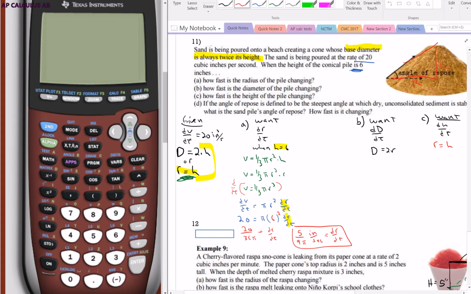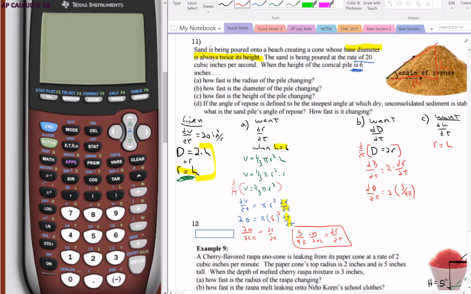Part B is how fast is the diameter of the pile changing, right? So here's part B. We want dD/dt, where that big D is the diameter. I know that the diameter is 2 times the radius. And if I want dD/dt, then I can just take the derivative of this. dD/dt is going to equal 2 times dr/dt. And I know dr/dt, right? dr/dt is 5 over 9 pi. So dD/dt is going to equal 2 times 5 over 9 pi.